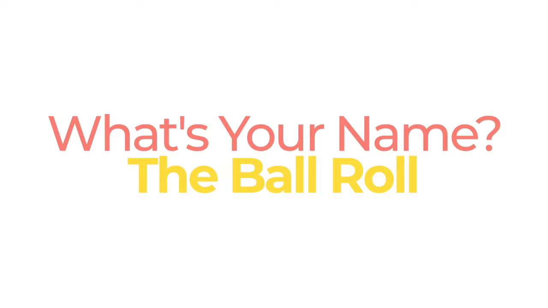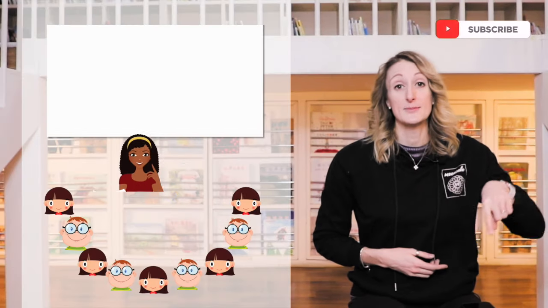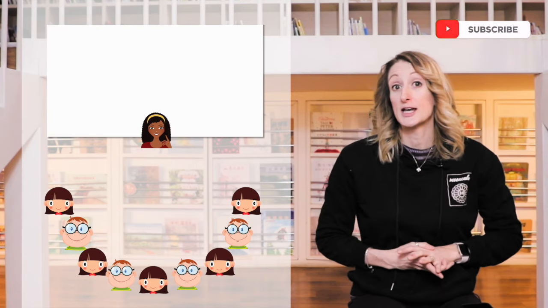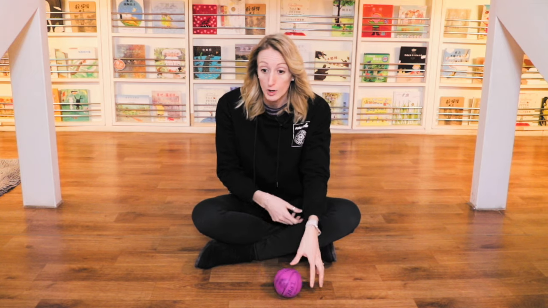For this activity, all you're going to need is a small ball. Start by positioning the class in a semicircle with you, the teacher, in the middle. Next, you're going to introduce that ball to the class. It's a ball, roll, roll.